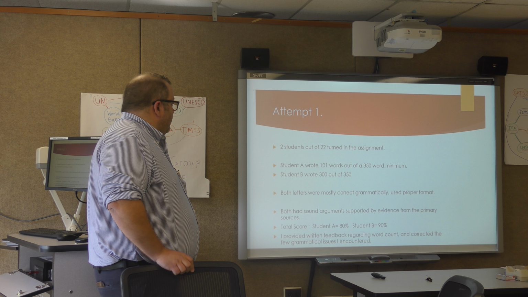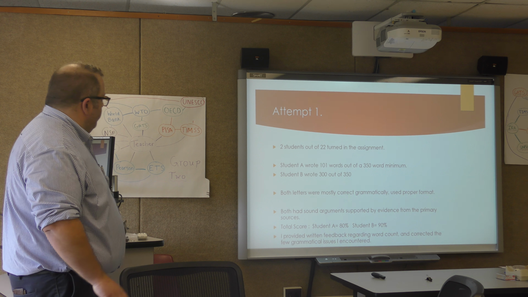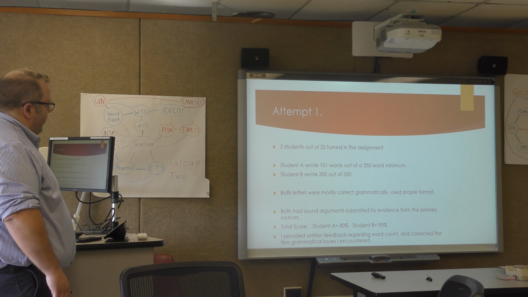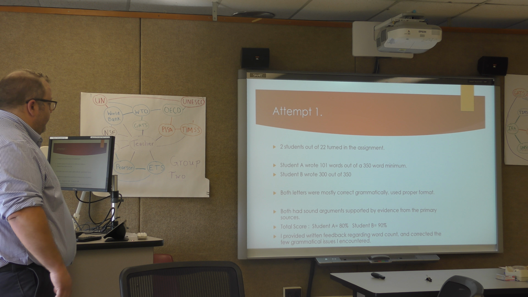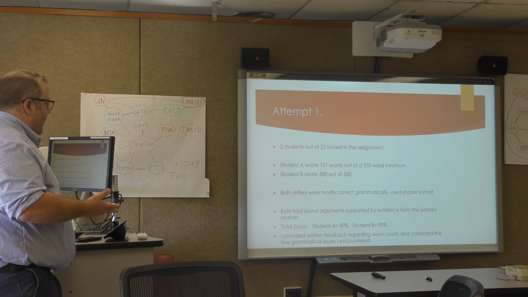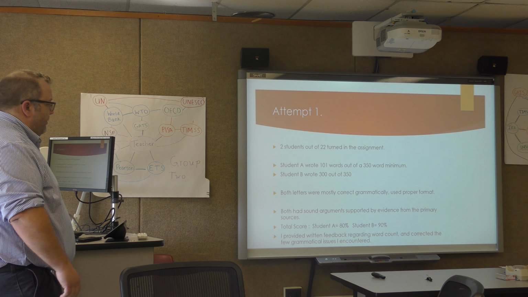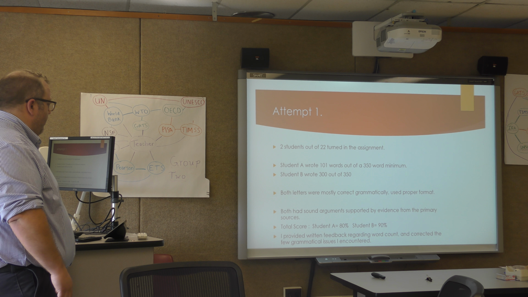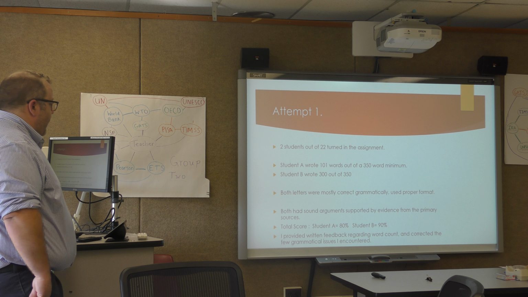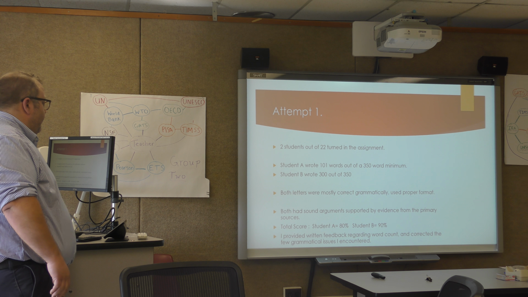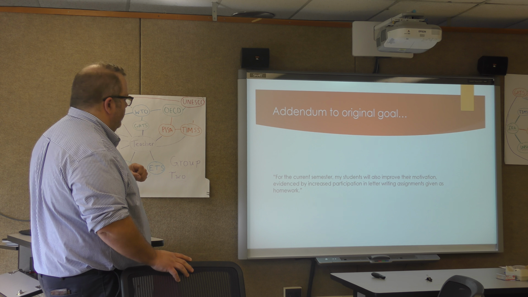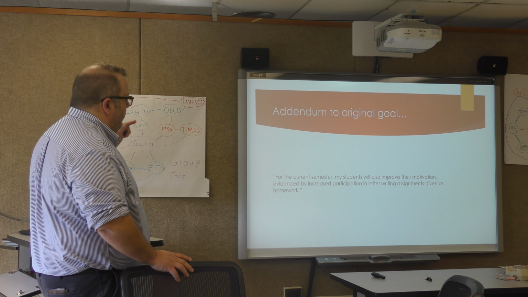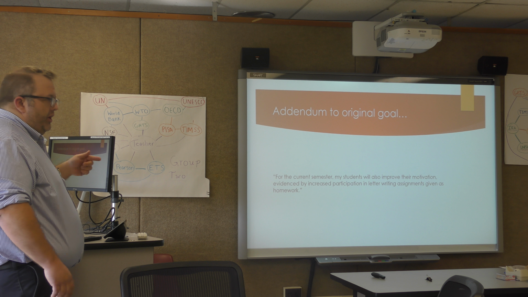Student A wrote 101 words out of a 350 word minimum. Student B, 300 out of 350. Both were pretty well grammatically correct and used proper format. Student A ended up with an 80, Student B with a 90 for their total score. I provided written feedback regarding the word count and corrected them on the grammatical issues I encountered. This is when I added to my original goal. My goal became, after this, just to get them to do the assignments.